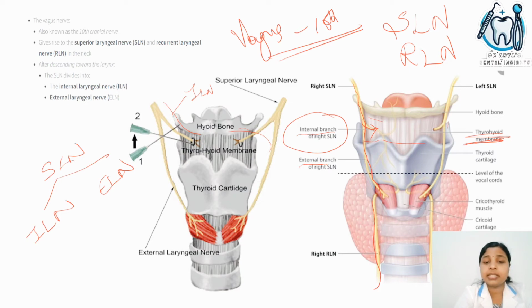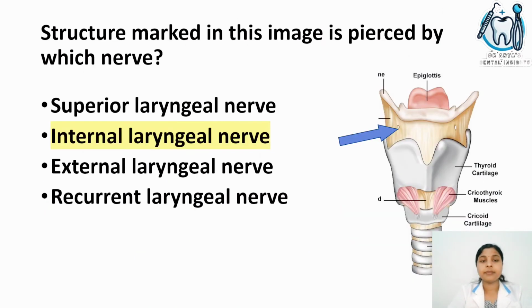And this is the external laryngeal, and this is the recurrent laryngeal. Clear? So this is the hyoid bone, this is the thyrohyoid membrane, this is the thyroid cartilage. These are the levels of the vocal cords. Here is the cricothyroid muscle and this is the cricoid cartilage. So what's the answer? It is the internal laryngeal nerve. Clear?